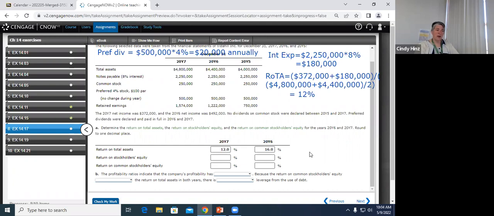Well, their assets went up, but their income actually went down. So both of those things worked against their return on total assets. More assets, less income. Any questions about that one?